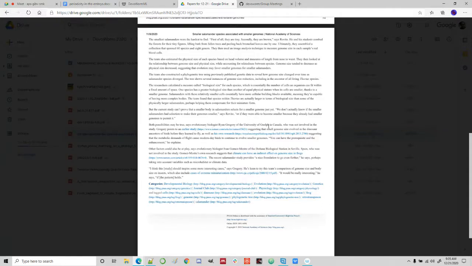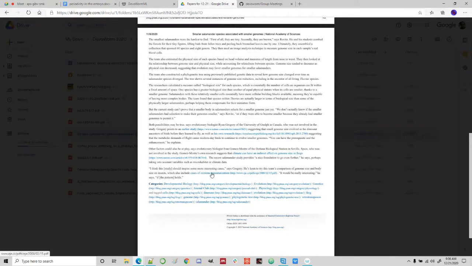Quote, Ryan Gregory from the University of Guelph: both possibilities may be true. He points to an earlier study suggesting that small genome size evolved in the dinosaur ancestors of birds before they learned to fly, as well as his own research suggesting that metabolic demands of flight cause modern-day birds to continue to evolve smaller genomes. You can have the prerequisite and the enhancement. And so there are other factors that can be at play. This person here, Gomez Mestri, suggests that climate can have an indirect effect on genome size in frogs. And so there are a lot of causal factors for this.